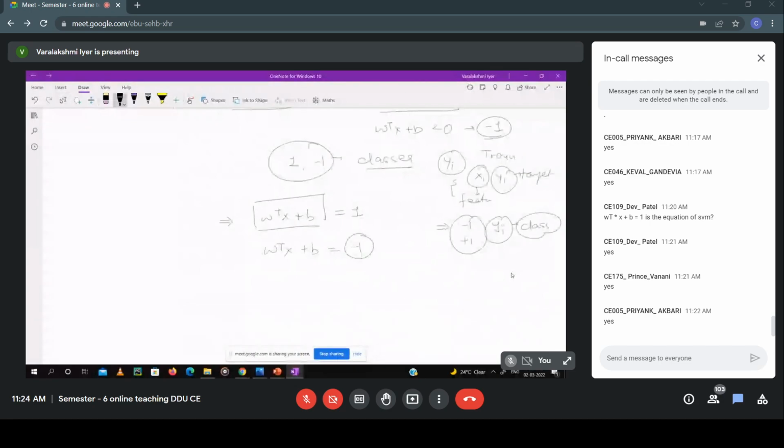Now, suppose you multiply yi into W transpose X plus B. Suppose you are trying to find a generalized equation like this. Then for all the correct classifications, this value will always be greater than or equal to 1. Yes or no? Are you able to see why?